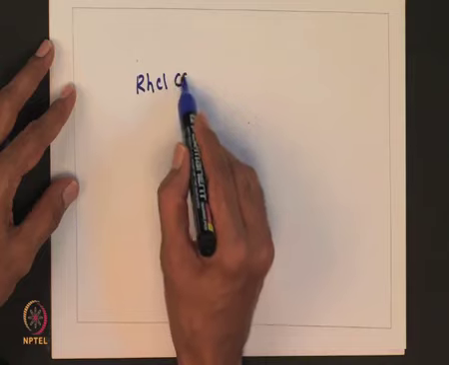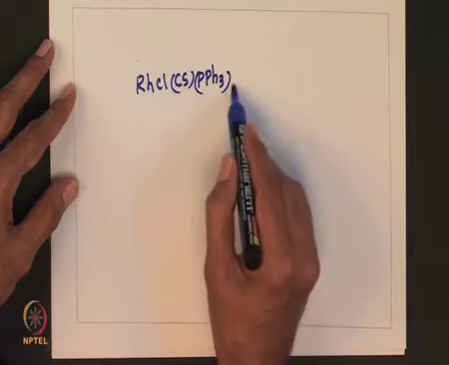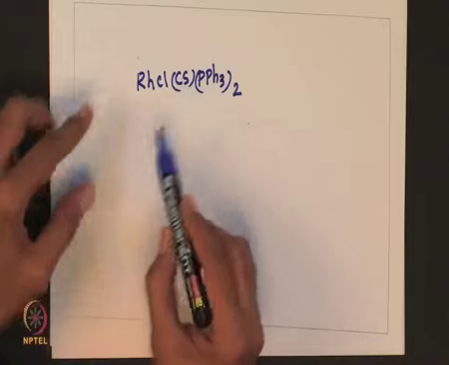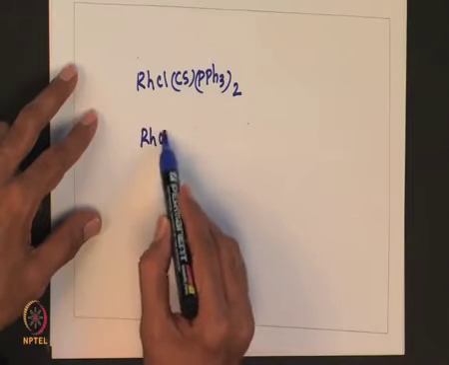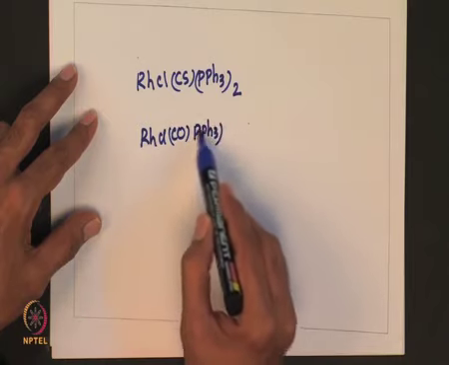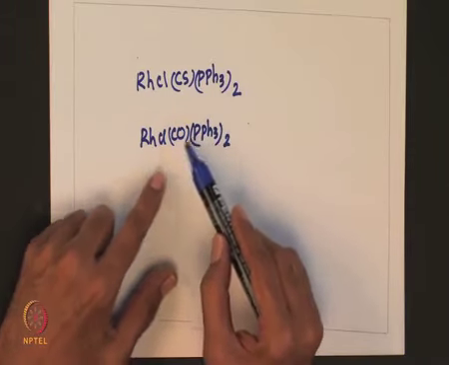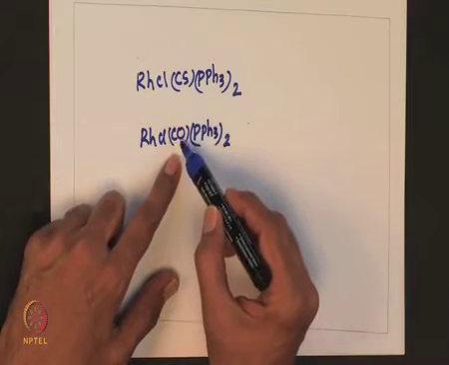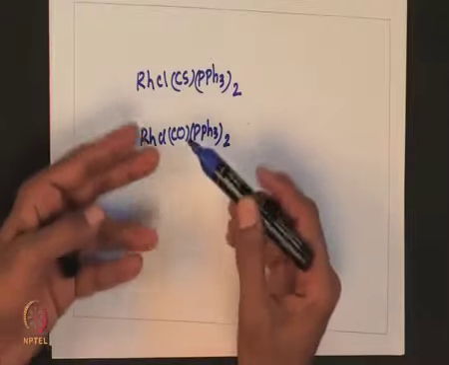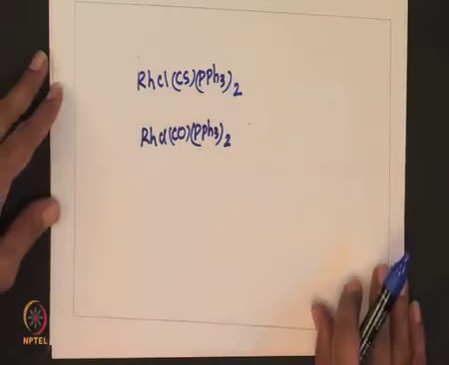One such example is RhCl(CS)(PPh3)2. Here we know the carbon monoxide analog is known, for example, RhCl(CO)(PPh3)2. This compound, bis(triphenylphosphine)chlorocarbonylrhodium, is known, and here CO can be conveniently replaced by CS. Of course, one cannot do this directly by a substitution reaction of CO with CS. There are easier methods.